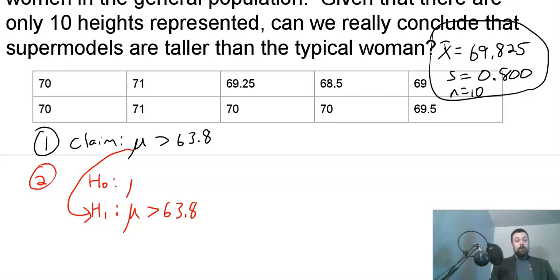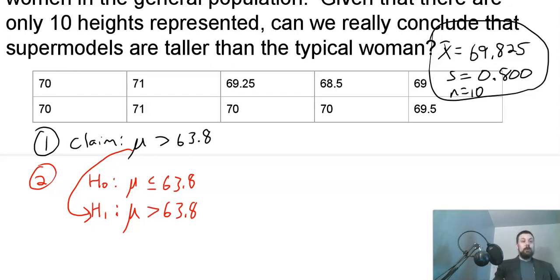And the null should be the opposite. The opposite of greater than is less than or equal to. And so we get the equality in the null hypothesis either way. As long as if the claim doesn't have equality, you put it as the alternative hypothesis, then when you take the opposite of that, equality will show up in the null like it's supposed to.